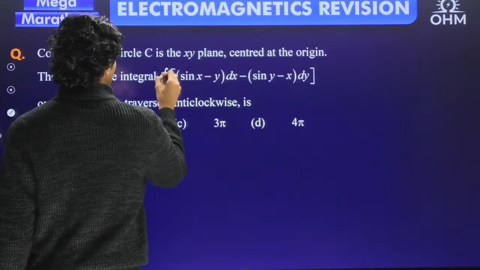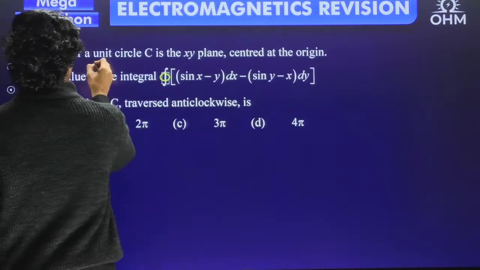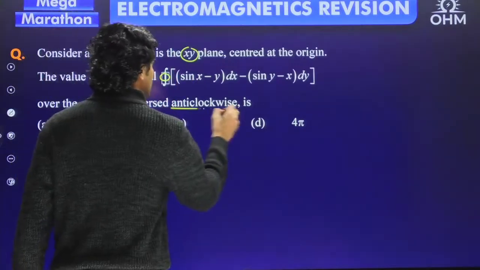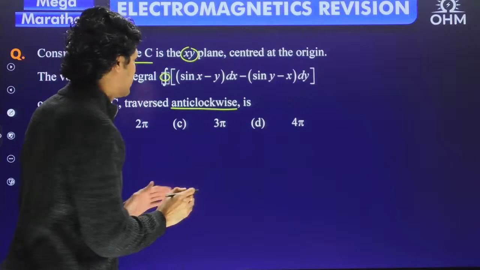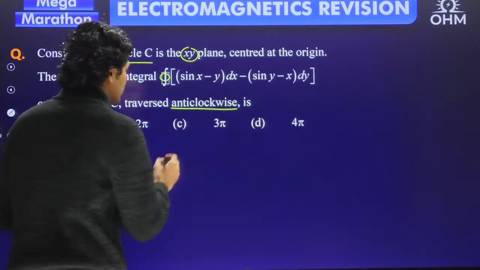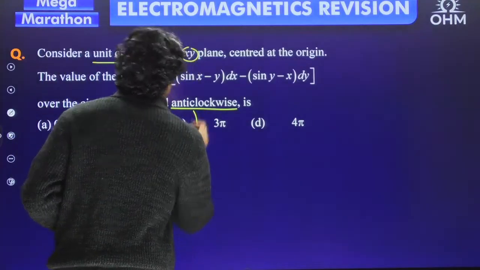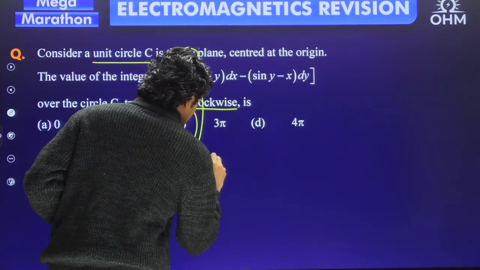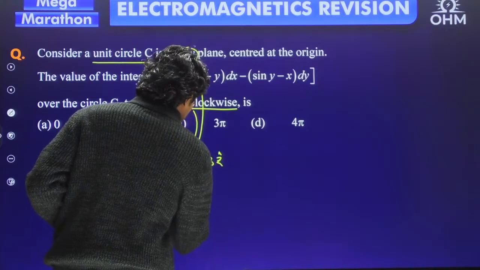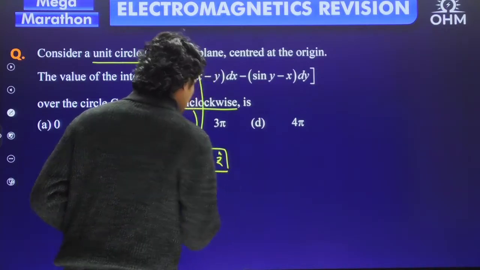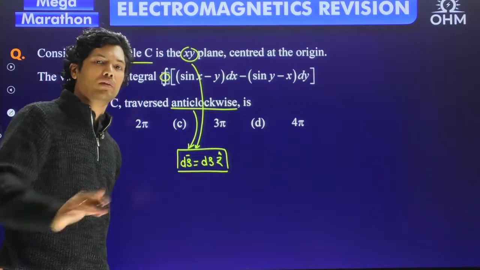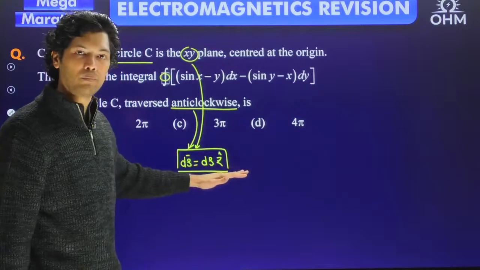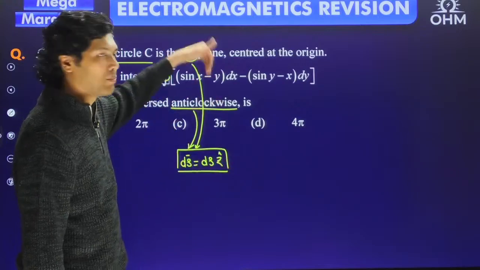So you have a closed path. Consider the unit circle in the xy plane. What direction? Anti-clockwise direction. By now, you should have got the logic. I don't even have to draw the diagram. Without even drawing the diagram, by combining all these points, you should have understood that dS bar becomes equal to dS times z cap. So the dS value is dx dy or rho d rho d phi, that we will see later on. But I know that anti-clockwise direction on the xy plane means z cap. Clockwise direction on the xy plane means minus z cap.